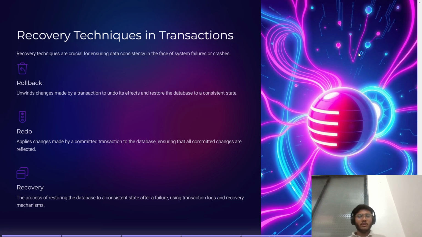The second recovery technique is to apply changes made by a committed transaction to the database, ensuring that all committed changes are reflected. And the third recovery technique is recovery, the process of restoring the database to a consistent state after a failure using the transaction log and recovery mechanism. So this is all about the recovery technique.